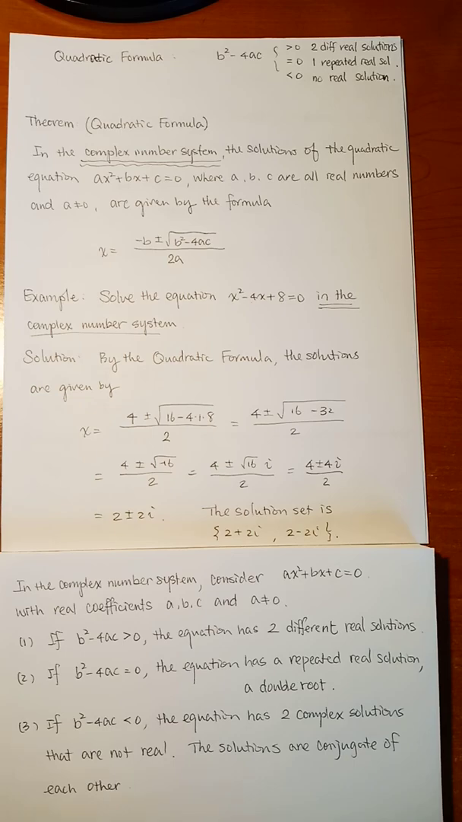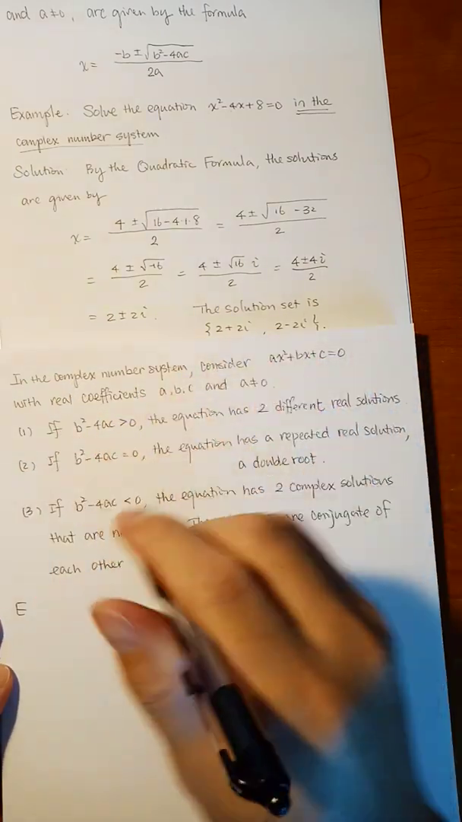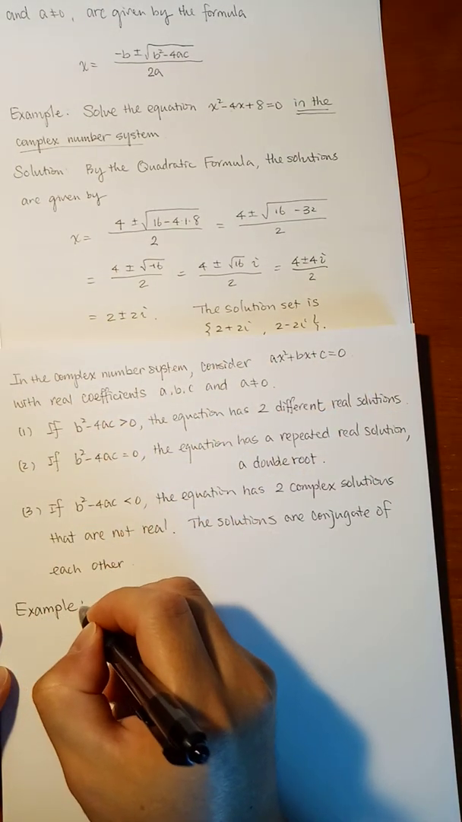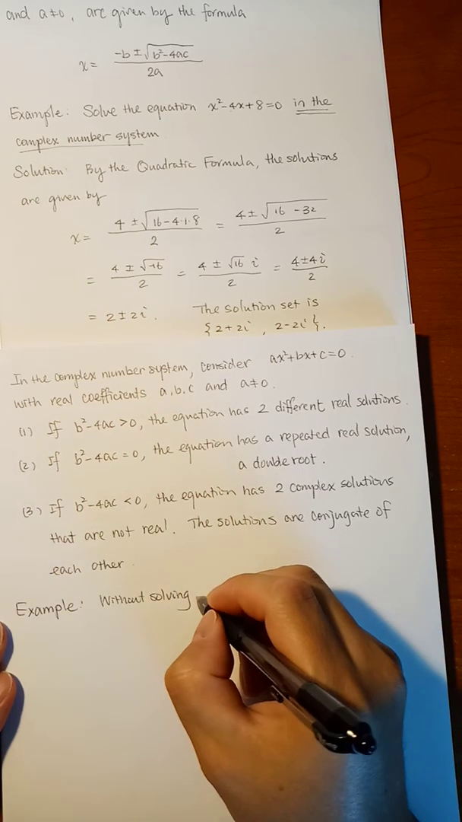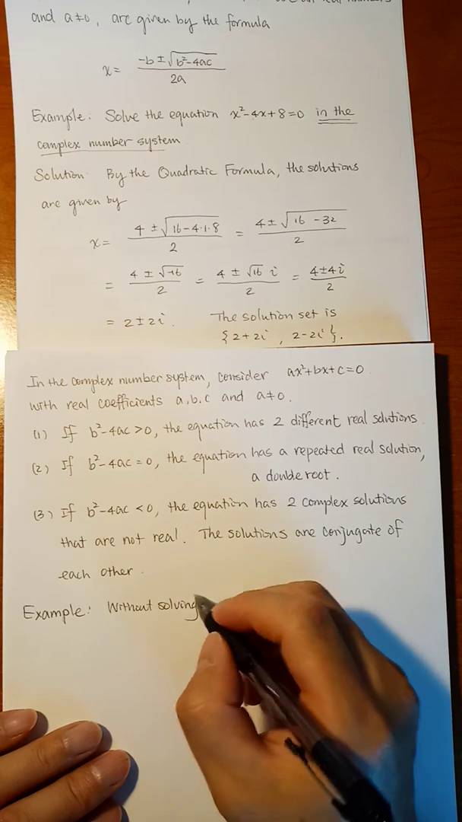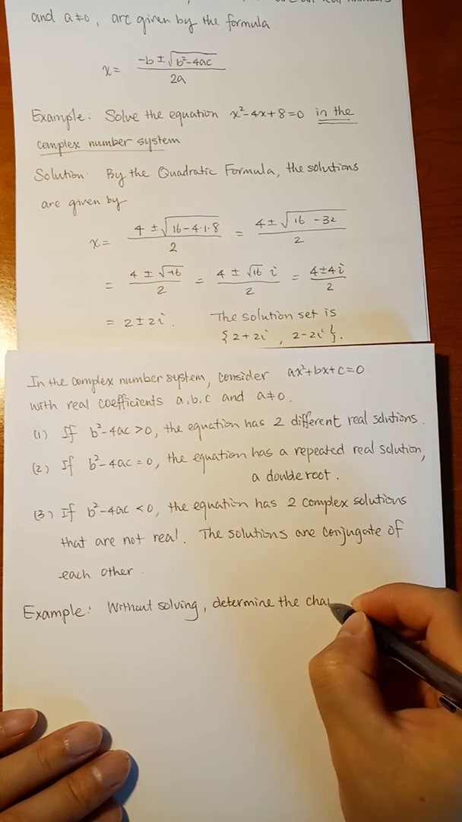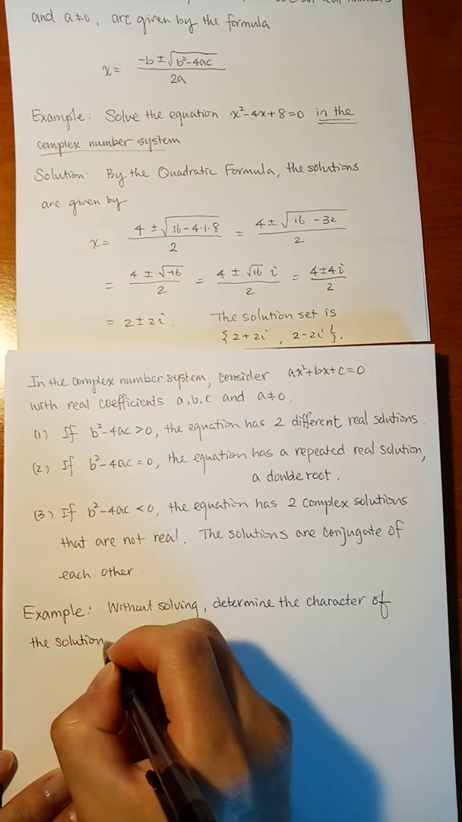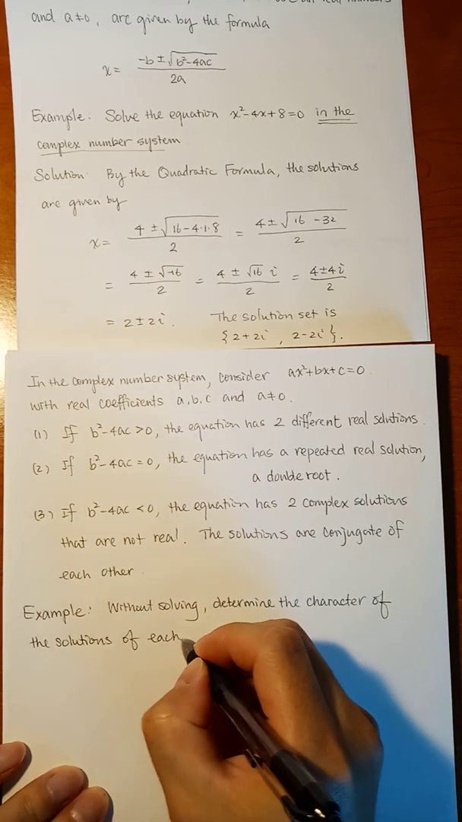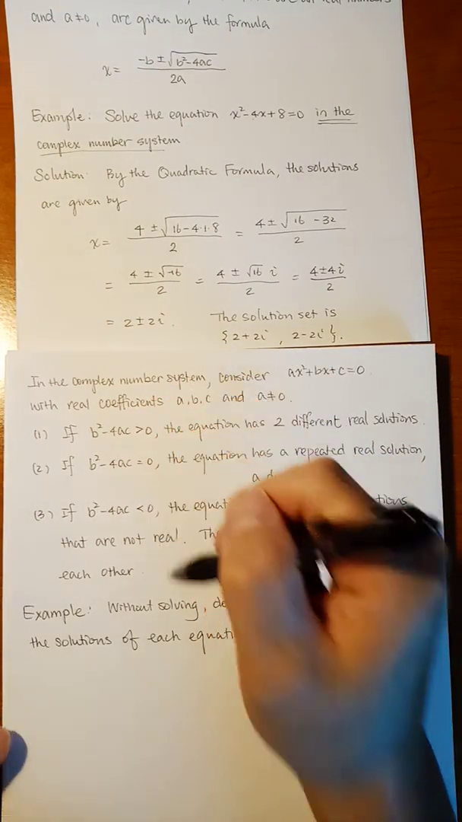Okay, now let's see. We are going to have the following example to demonstrate this. Without solving it, we don't care if you really find the final solution or not. Determine the character of the solutions of each equation. Okay, without solving, we don't really find the solution and discuss the character. We just use the discriminant to write down the character.